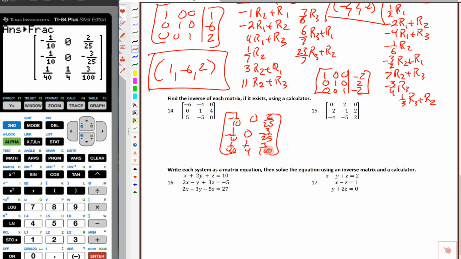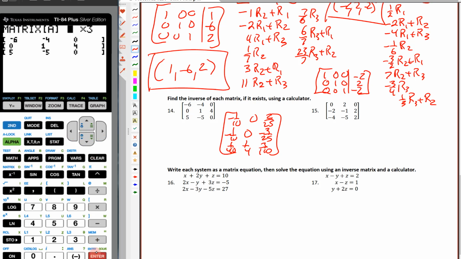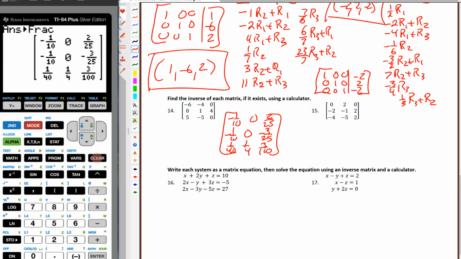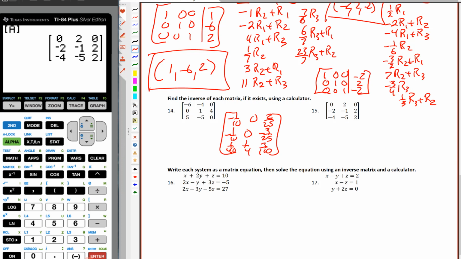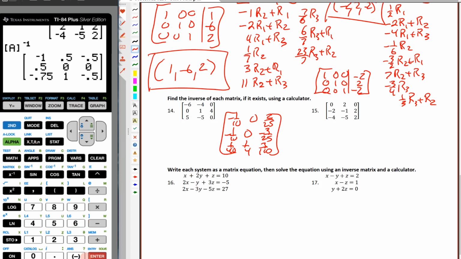And then we do the same thing on number 15. We're just going to type this in. So I'm going to hit the matrix menu. We're going to edit the 3 by 3, and we're going to make that a 0, and a 2, and a 0, and a -2, and a -1, and a 2, and a -4, and a -5, and a 2. Okay, and we'll hit second quit, clear this off, display the name of the matrix, double check and make sure that we've got everything in there the right way, and then again it's as easy as just having this do the inverse, and there it is.